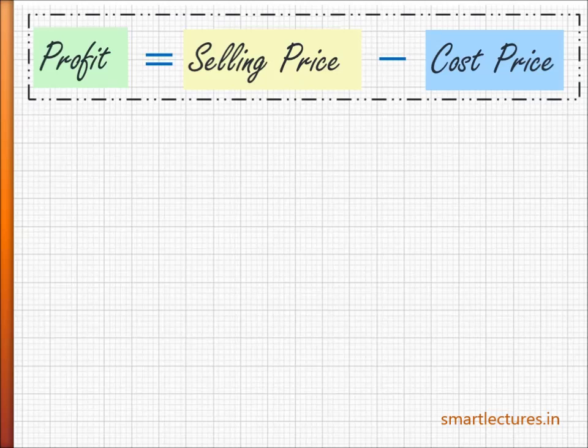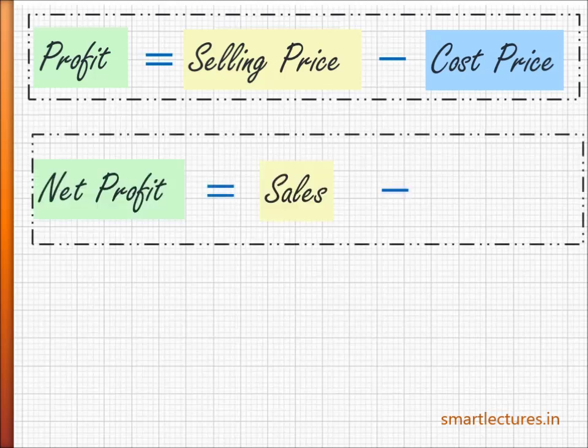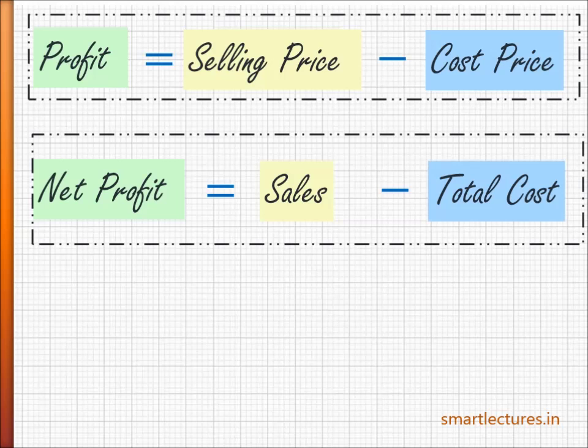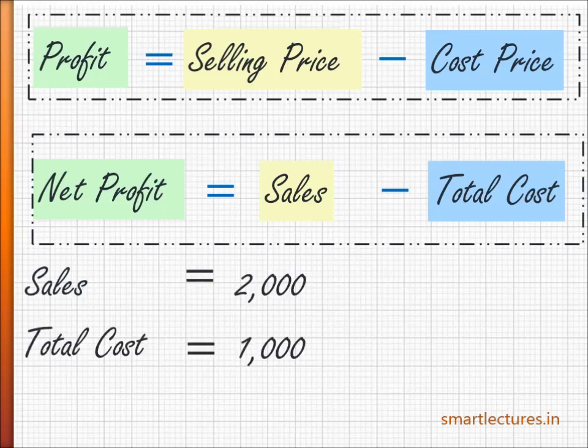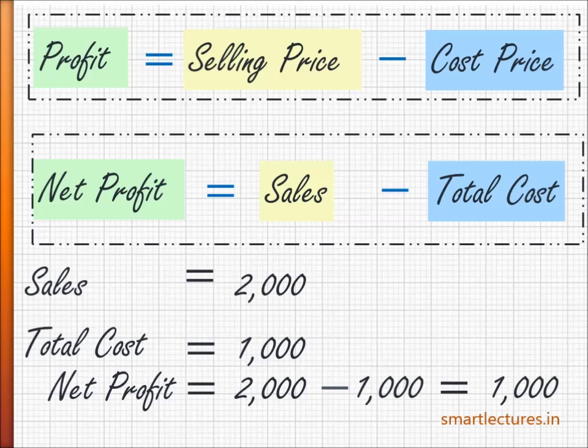Let's speak accounting language. The basic arithmetic formula is profit is equal to selling price minus cost price. But we'll call it net profit is equal to sales minus total cost. So how will we calculate the profit? Sales is 2000 in this example and the total cost is rupees 1000, because we bought the thing for rupees 1000. So this was the total cost of the item or goods. So the net profit is rupees 1000.